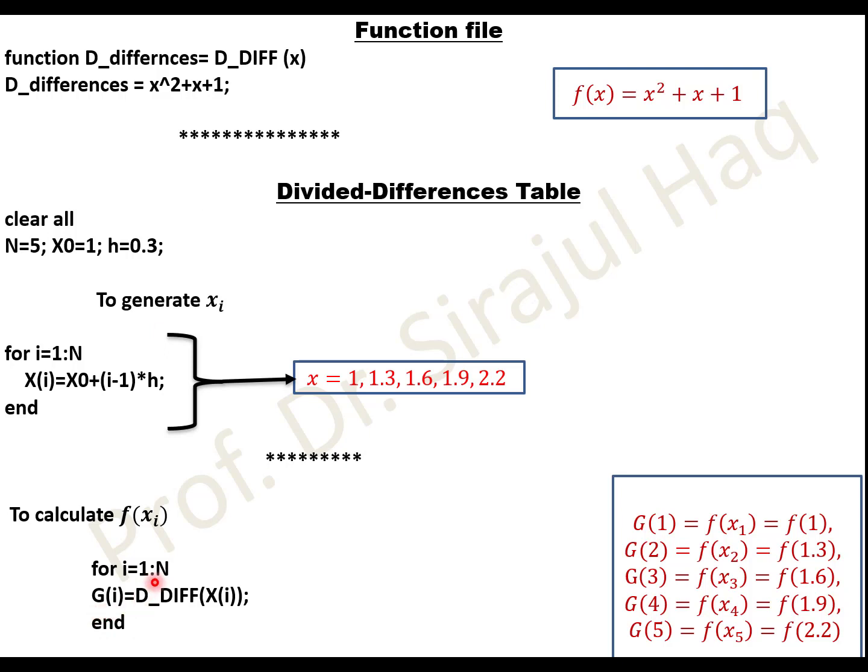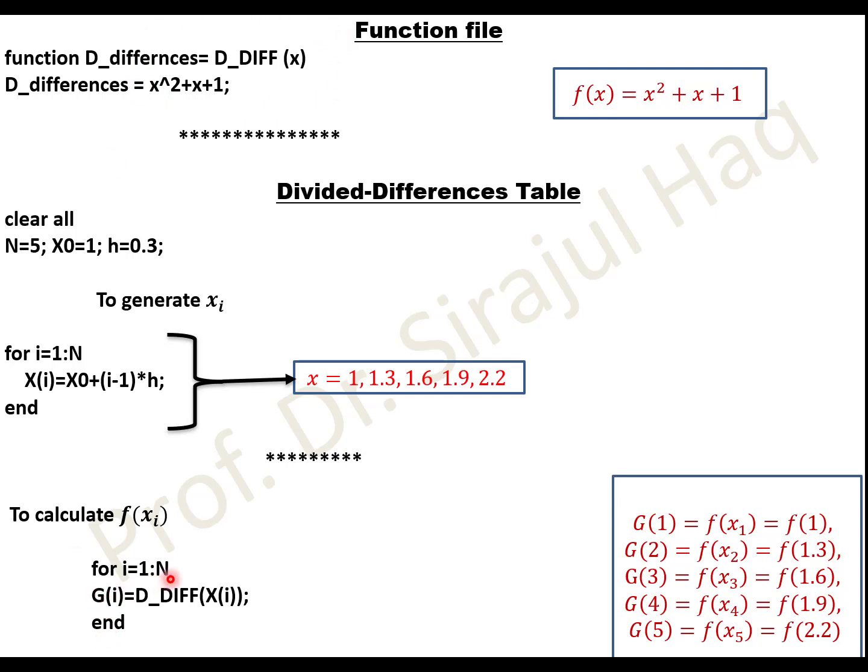And similarly, i is equal to 3. G of 3 is equal to x3. x3 is 1.6, so it will replace x by 1.6 and get the value. Similarly, i is equal to 4. x4 is equal to 1.9. We will send x is equal to 1.9 to this function file and save that value in G4.